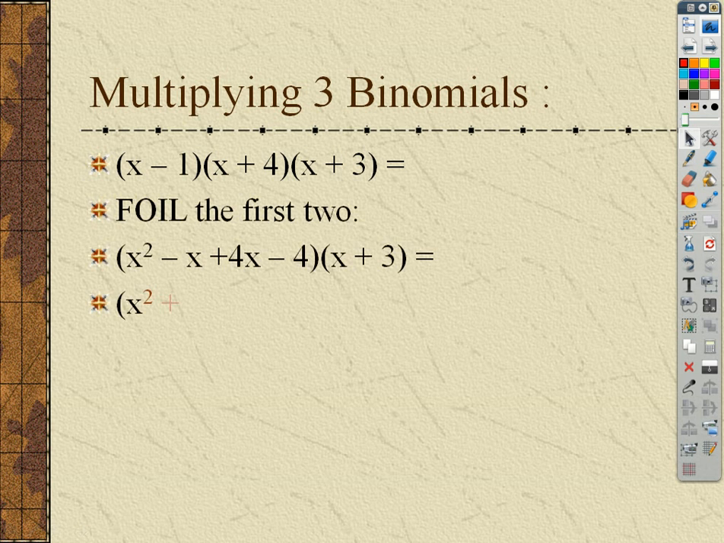Okay, we'd get that for our result if we foiled out the first 2. Then we'd have to just multiply that times x plus 3. So distribute the x all the way through, distribute the 3 all the way through, and add up like terms. Okay, not hard, not hard.